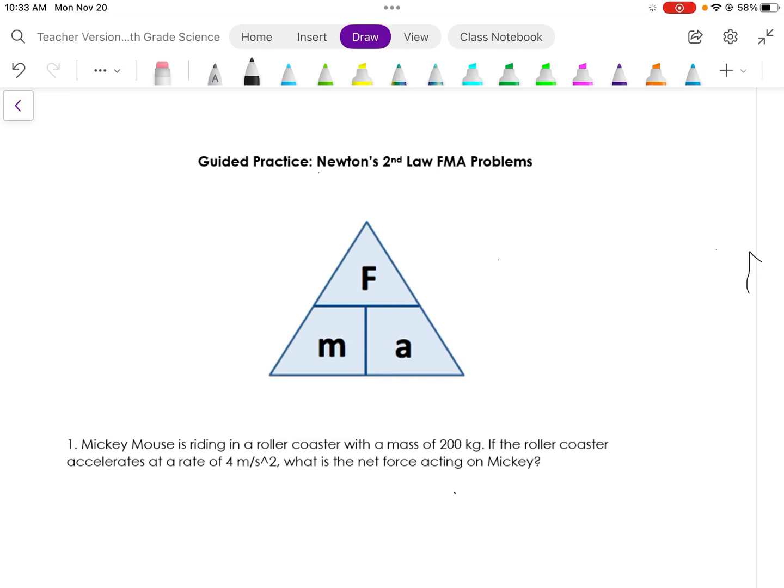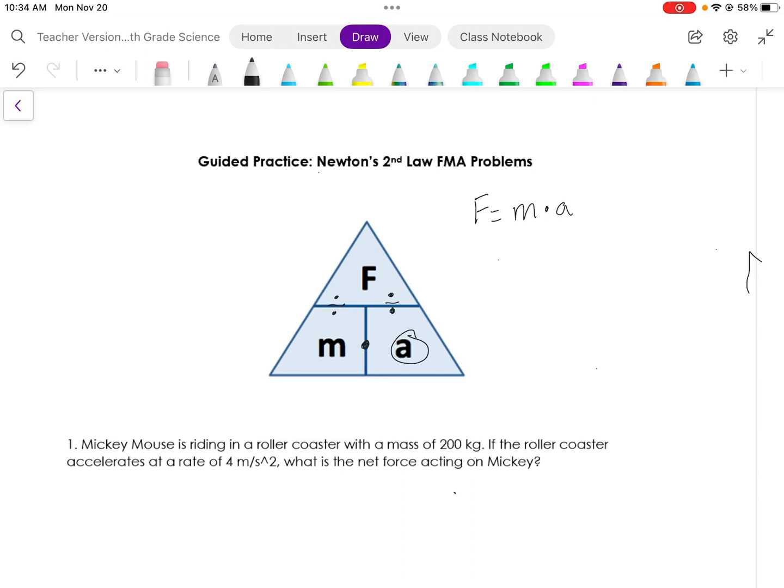And so this little triangle can help us with determining what is what, and our formulas for what is what. So when we have the force that we're looking for, I can multiply my mass and acceleration and find it. Now, if I'm looking for the mass, that would be my force divided by my acceleration. And if I'm looking for acceleration, that would be my force divided by my mass. So there's three different formulas that you need to know.